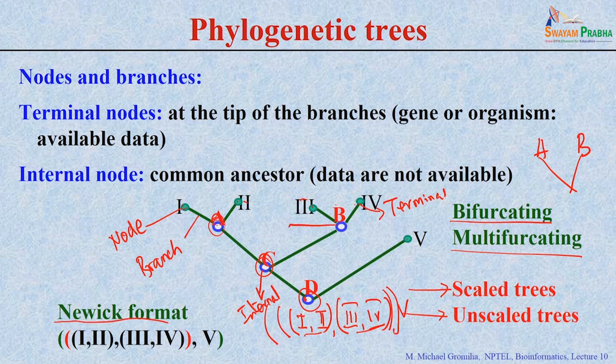This is called the Newick format. Now, there is another type of trees that is called rooted trees and unrooted trees. What are rooted trees and what are unrooted trees?